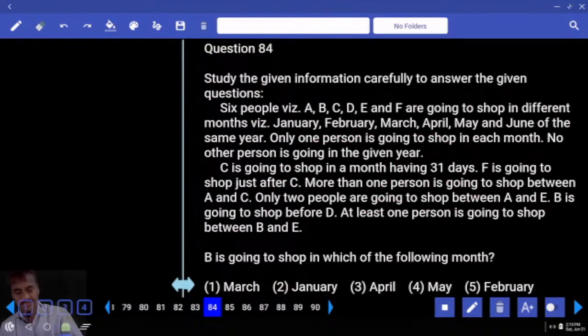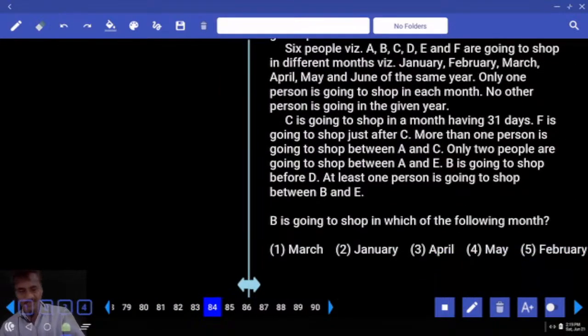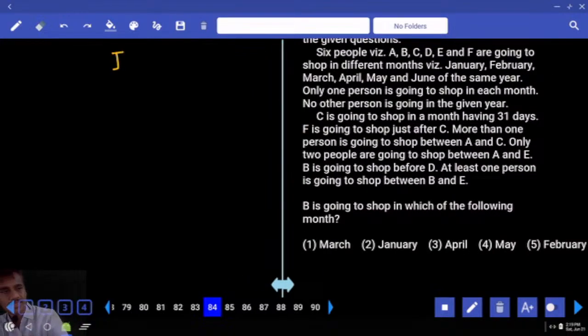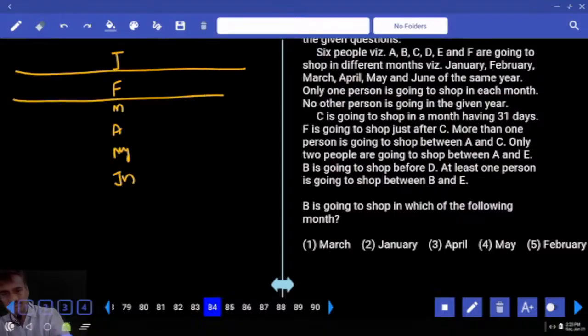Then 84 onwards. Now there are some 6 people, and they are going to shop in 6 different months. What are the months we have? Jan, Feb, March, April, May, and June are the 6 months we have. Now 6 persons in these 6 different months, Jan to June.